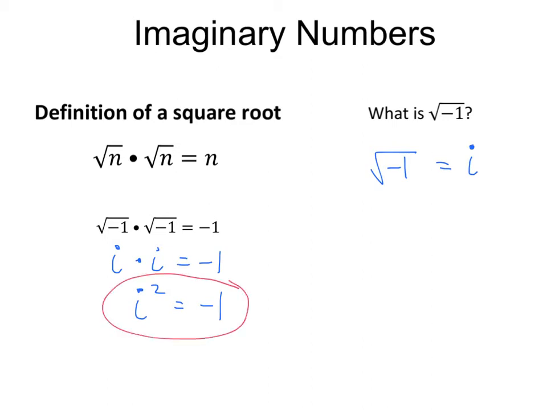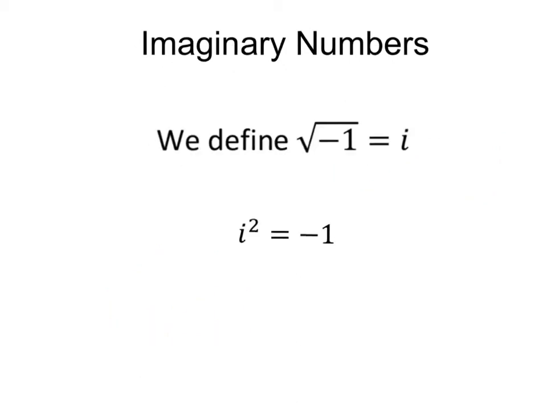These two things are the most important facts. The square root of negative 1 is i, which in turn means that i squared is negative 1. And I'll say it one more time so you can see it. All imaginary numbers are based on this fact: the square root of negative 1 is i, and i squared is defined to be negative 1.